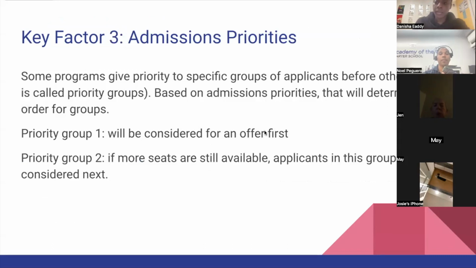Key factor 3, remembering the admissions priorities. Whichever program you want to apply to, keep in mind their admissions requirements. Some programs will be specifically for English language learners, for example, which means if your native, home, and primary language is only English, you will not be able to apply to that program simply because that school and program is for English language learners.